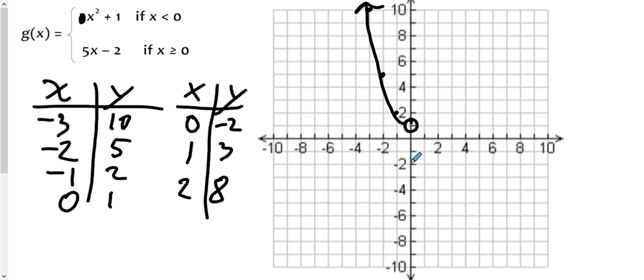And now 0, -2 is a closed circle because it's defined for 5x minus 2, because x is greater than or equal to 0, right? So again, it's included there. And so let's plot those points so we can see. So 1, 3 is right there, and then 2, 8 is right there.